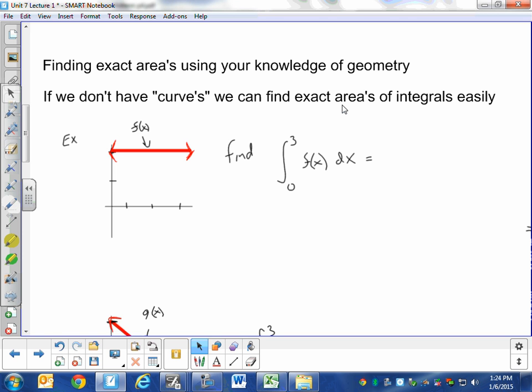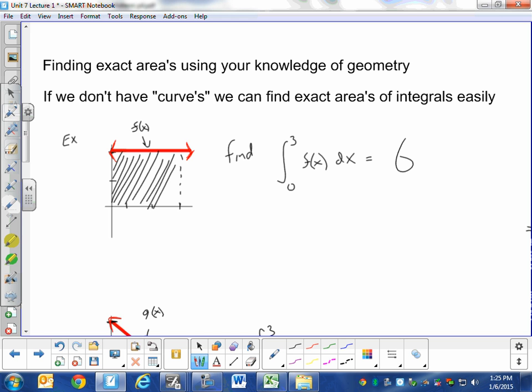So, Mr. Barron, here's your first question. What is the integral from 0 to 3 of f of x dx? Or what is the infinite sum of skinny rectangles with height f of x with dx from 0 to 3 if this is f of x? Looks really complicated, right? 6 is the right answer. Do you see why, Mr. Barron? It's just the area from 0 to 3 under f of x. It's a rectangle. You can do that.